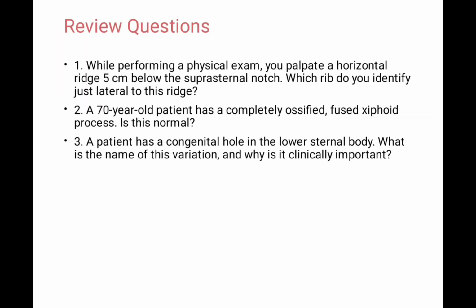So, review questions. One: while performing a physical exam, you palpate a horizontal ridge 5 centimeters below the sternal notch. Which rib do you identify just lateral to this ridge? Drop your answer in the comment section. Two: a 70-year-old patient has a completely ossified, fused xiphoid process. Is this normal? What do you think? I want to see your answer in the comment section. Three: a patient has a congenital hole in the lower sternal body. What is the name of this variation and why is it important clinically? Please drop your answers in the comment section.